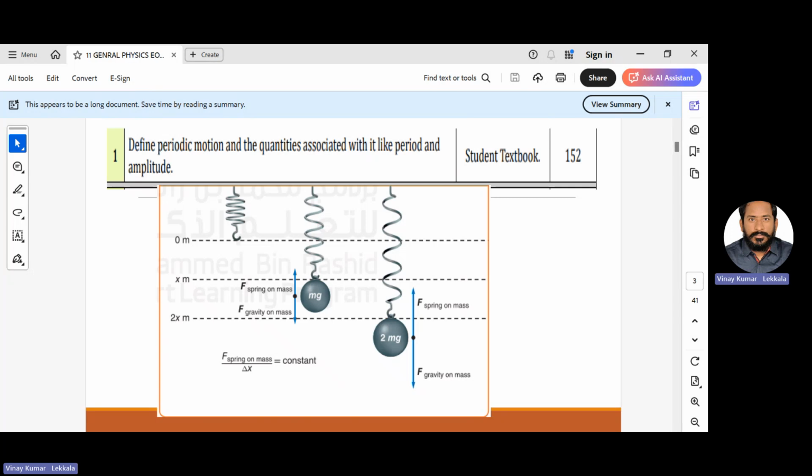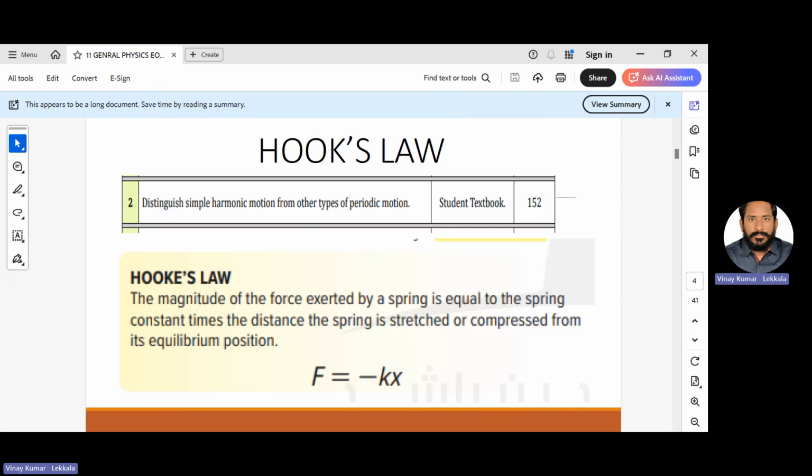Period means any object repeats its motion to and fro at regular intervals of time. Any object that repeats its motion to and fro is called periodic. Amplitude is the maximum displacement of the particle from its mean position.